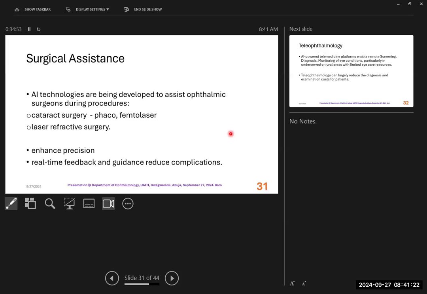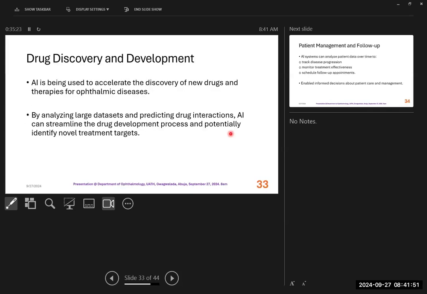Then surgical assistance. You've been hearing of femtolaser cataract surgery or the laser refractive surgery, then phaco. They are high-tech machines with AI input, advanced computers. So it enhances precision. Then you can get real-time feedback. Then drug discovery. All those new molecules you are seeing, new molecules are all these.